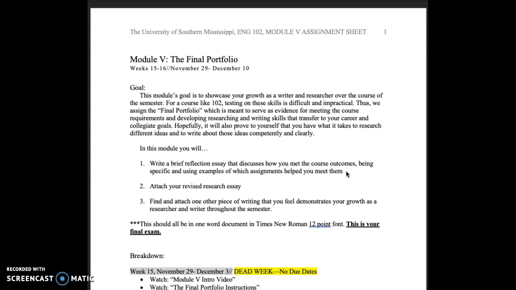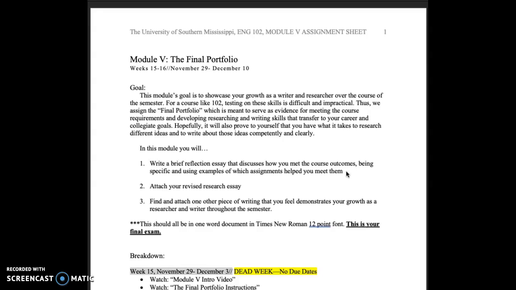For a course like 102, testing on these skills is difficult and really impractical, so we assign the final portfolio, which is meant to serve as evidence for how you met the course requirements and how you developed researching and writing skills that can transfer to your career and your collegiate goals. Hopefully, it'll also prove to yourself that you do have what it takes to research and to write about those ideas completely and clearly.